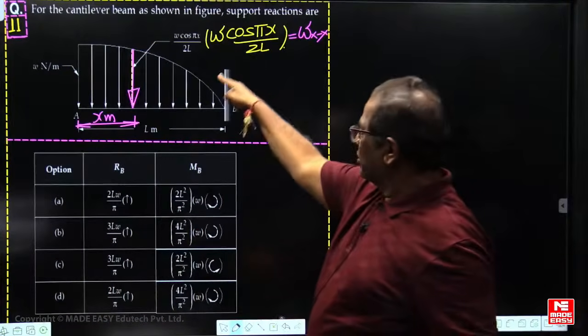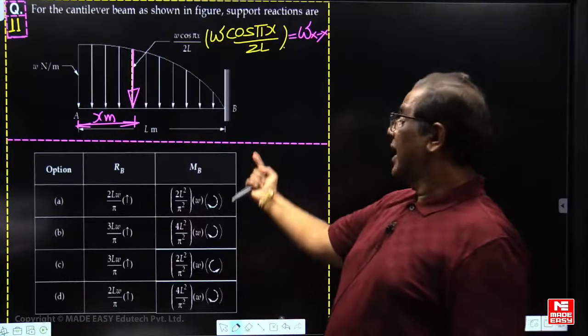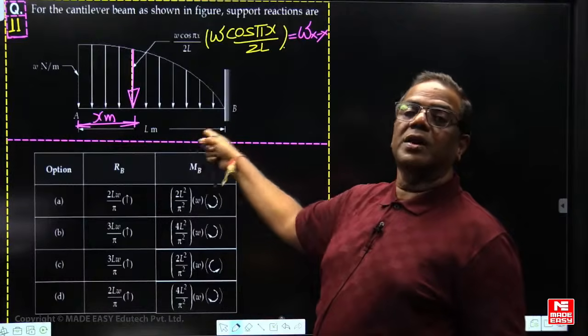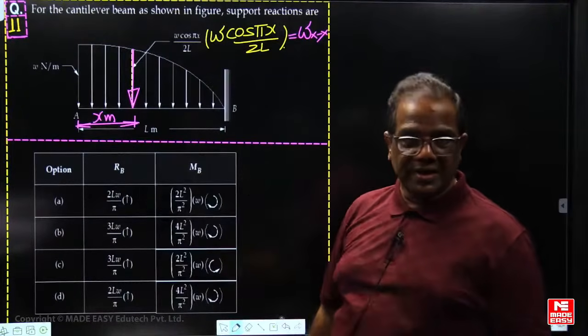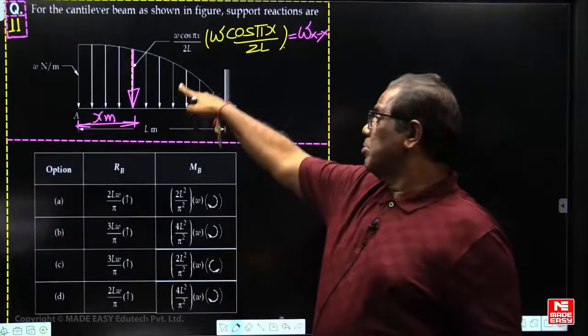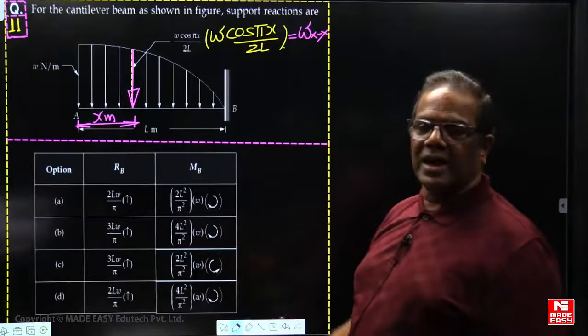Now it is asking for the support reaction. Fixed support में कितना reaction मिलेगा? 3 reactions: एक vertical reaction, एक moment reaction and एक horizontal reaction. But there is no horizontal reaction. एक vertical reaction मिलेगा, एक moment reaction मिलेगा. Horizontal reaction will become zero because there is no axial load.